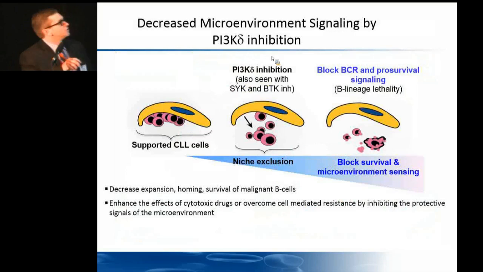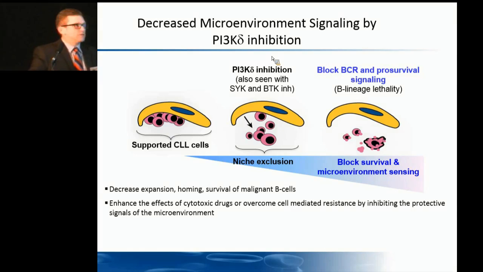So in overview, what's interesting is you see this effect with, as I mentioned, SYK and BTK. So you have this supportive microenvironment, and by inhibiting these signaling nodes, which are important to the B cell, you exclude these cells from their microenvironment niche, which they like, and then they go into the periphery where they slowly die. And there's an interesting paper that just came out in Blood from the OSU group and others, where they've looked at these cells. And these cells are just very quiescent, and they just sit in the periphery and they die over time. But to undergo apoptosis, you need an active signal.